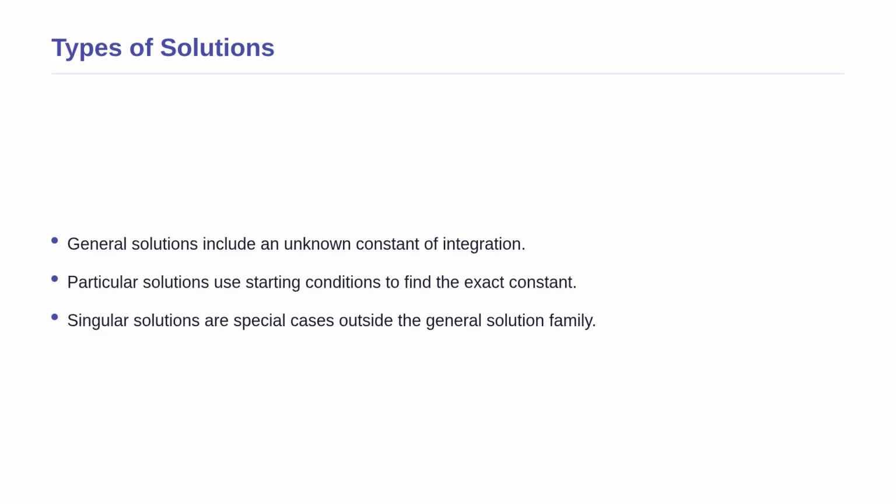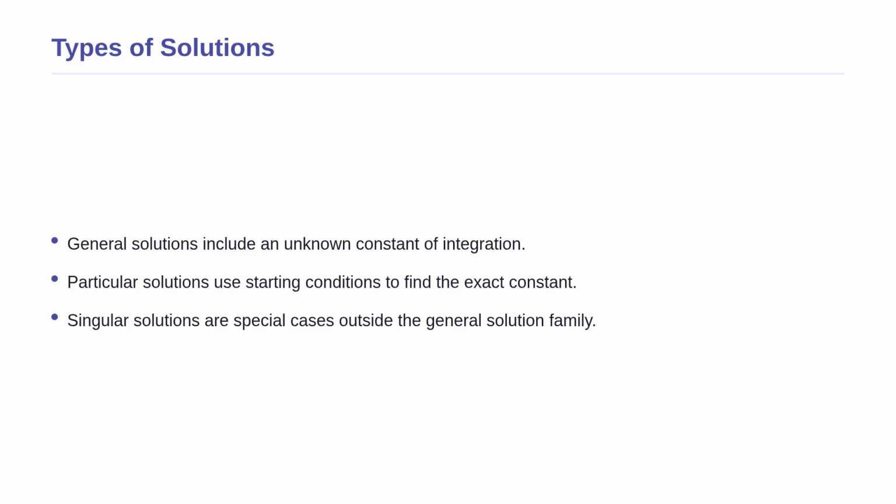Building on that definition, we need to understand the different forms our answers can take. When we solve these equations, we categorize the solutions into three main types. First, we have general solutions. Because we are working backward from a rate of change, there are infinitely many parallel curves that could have the same slope. So, general solutions always include an unknown constant.